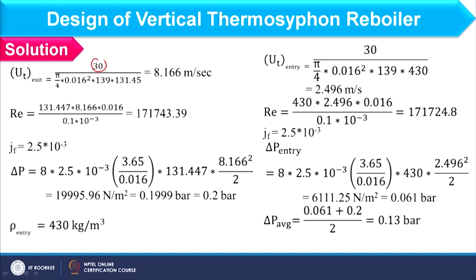Now, once I am having the density at exit condition, we should calculate velocity at the exit condition. So, you see at exit condition total flow is 30 kg per second, and here we have the mixture density, because mixture is exiting the tube. Total flow area is basically 139 tubes into area of single tube, right. So, in this way we should find out velocity, which comes as 8.166 meter per second, and if I know the velocity, I can find out Reynolds number, and here density of the mixture is considered, and velocity is here, and this is the tube ID.